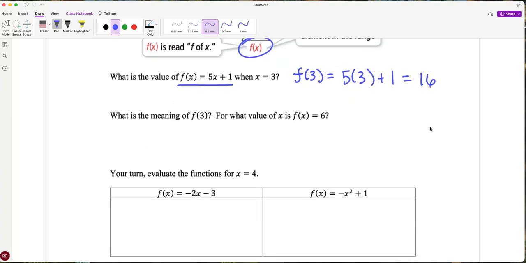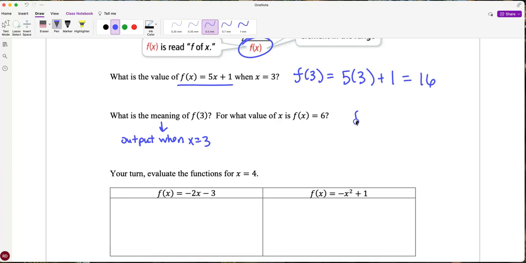So what is the meaning of f of 3? It's the value of f when you plug in a 3. So the meaning of f of 3 is the output when x equals 3. For what value of x is f of x equal to 6?